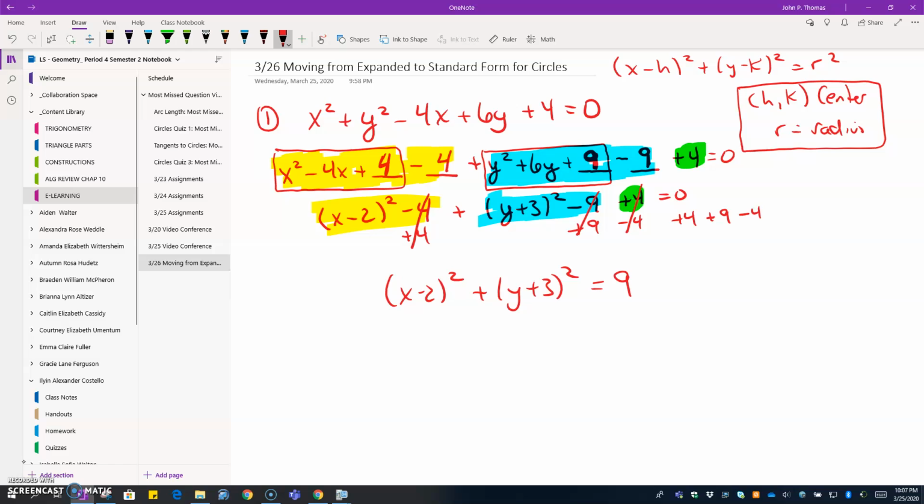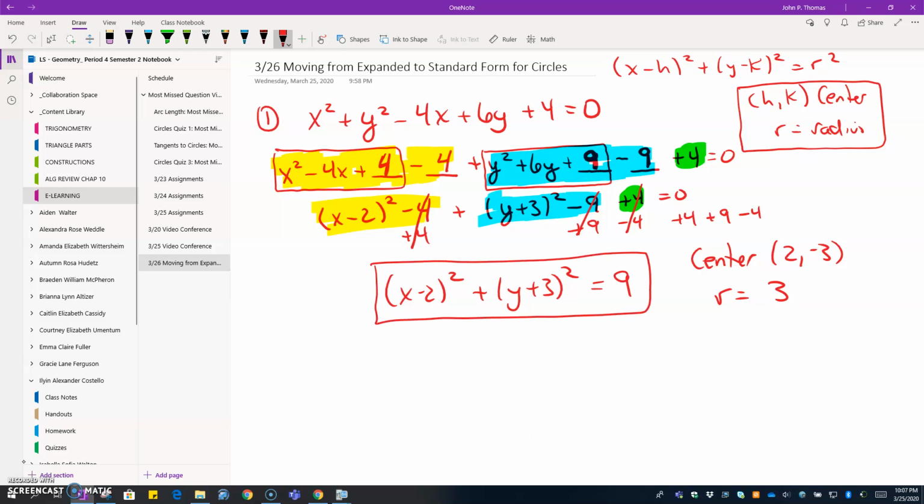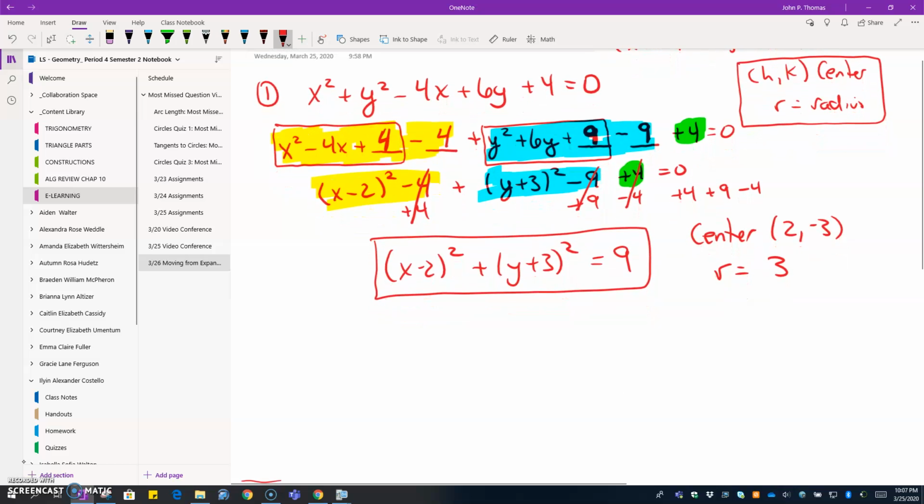At this point, I can say that my center is at (2, negative 3), using the work we did on getting (h, k) yesterday. And my radius is 3 by taking the square root of that 9. This would be the standard form. Once I'm in standard form, it's a whole lot easier to work with. Now, I'm going to show you one alternate way that I do see teachers work through this at times.